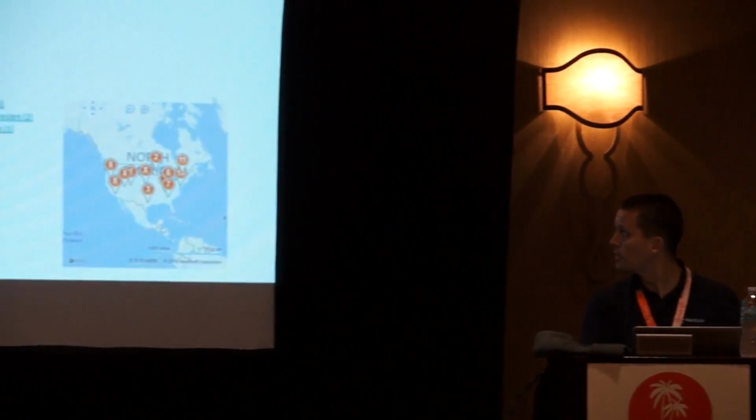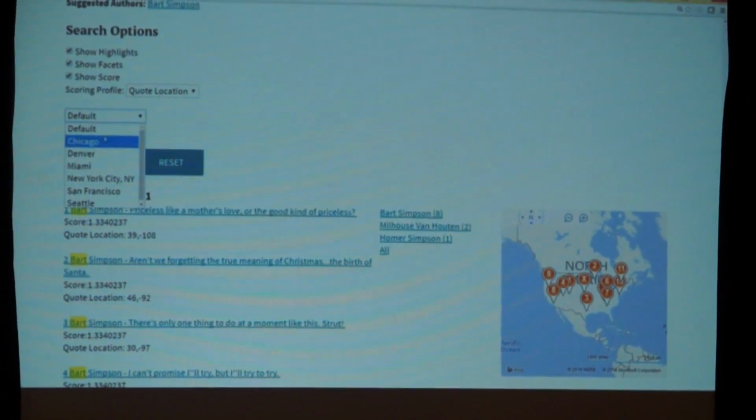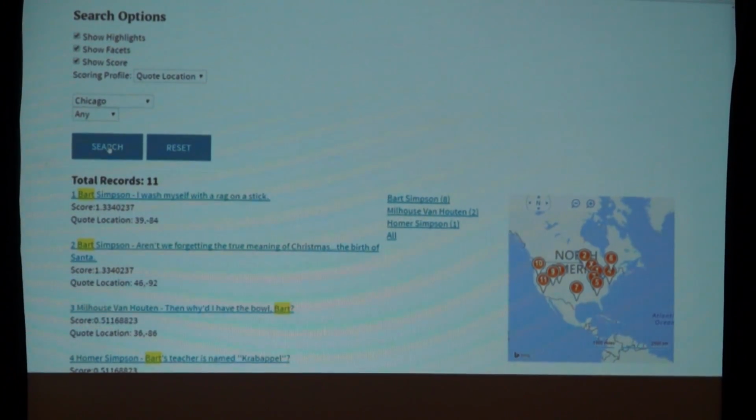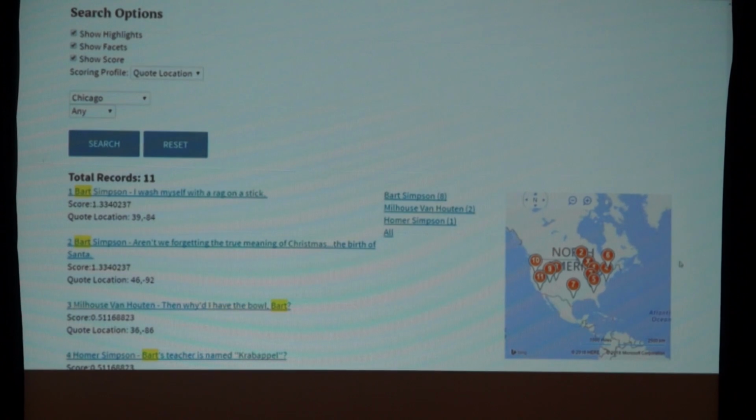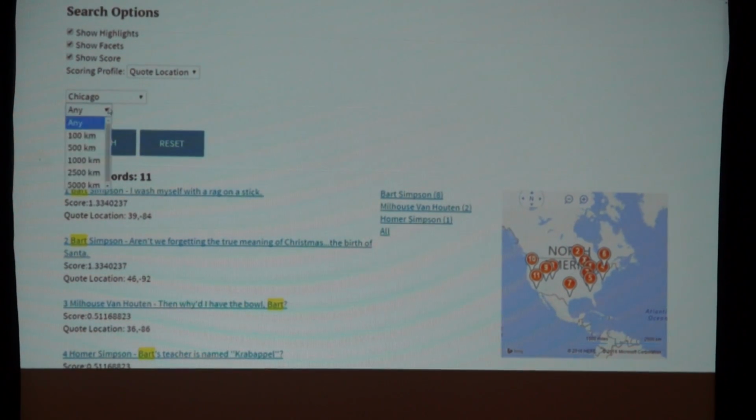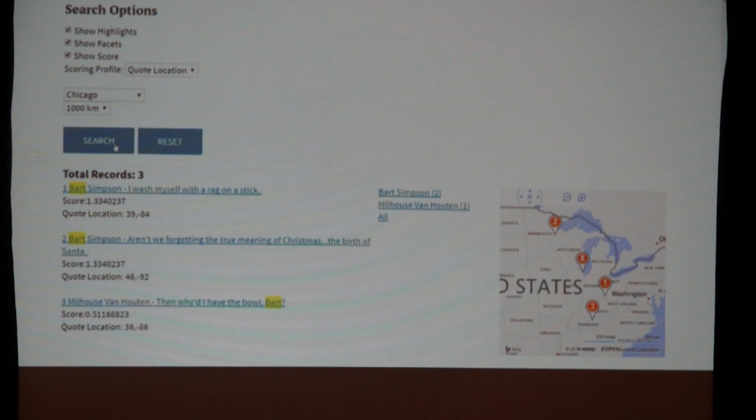So if I do something like this, and if I don't specify any, here's all my quotes. There they all are in the US. Now, if I say all the ones close to Chicago, it's hard to see, but now the center of my map is there. If I zoom into it, if I say within 1,000 miles, those are all the ones doing that. So all the data is there.